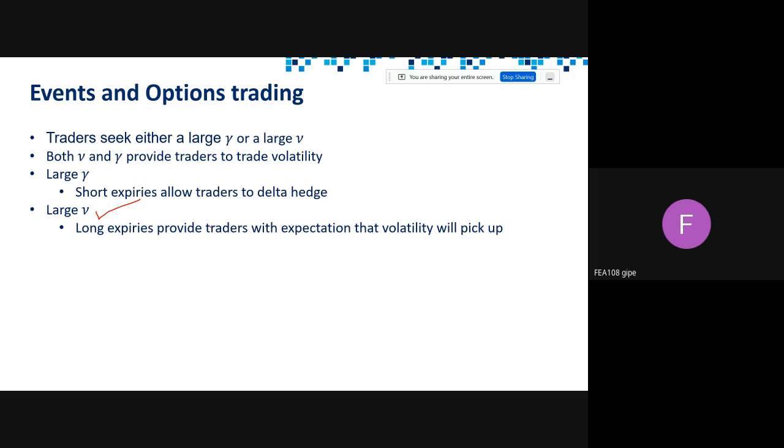You have ample time for everything to happen, right? Delta is small and subdued, gamma is small and subdued, but the long expiry will make sure that the volatility matters. So suppose you say that something is going to happen to, let's say, TCS in 2 years' time.